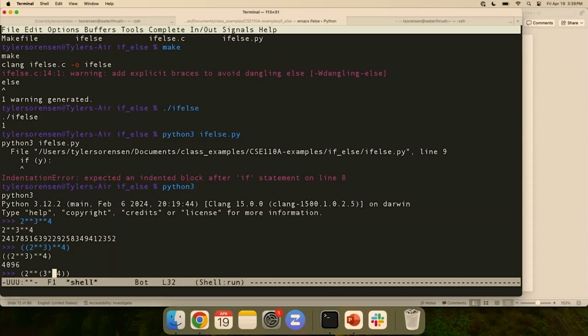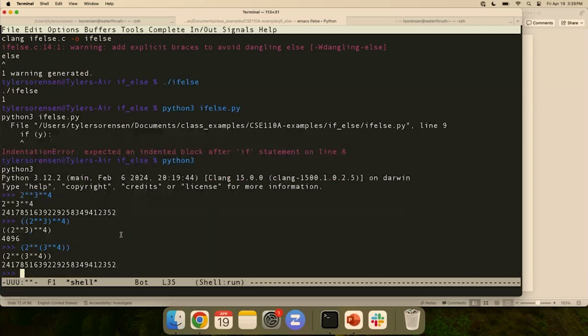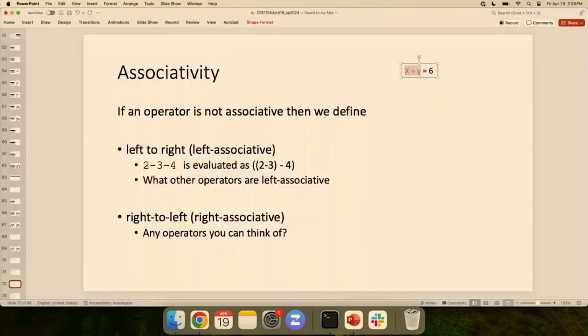So what that means is you do the 3 raised to the 4 first, and then you do 2 raised to the result of that. So yeah, you can always do this test. If you want to know, and if you have a command line, just try running it without parentheses, and then put in the parentheses in the order that you think they should go. Okay. So now we kind of have defined left associative and right associative.